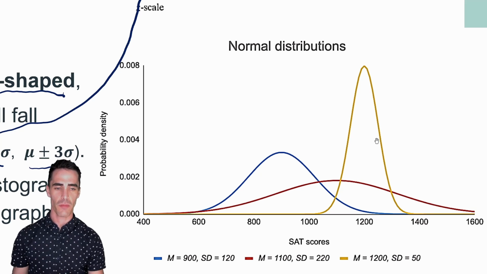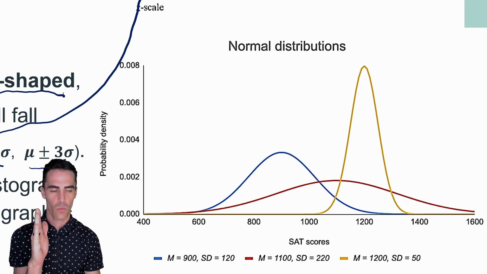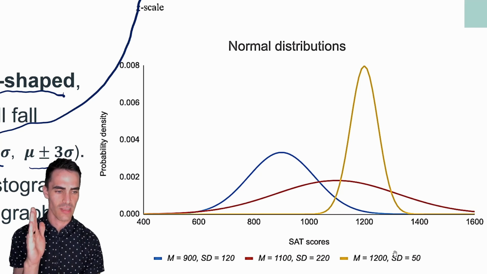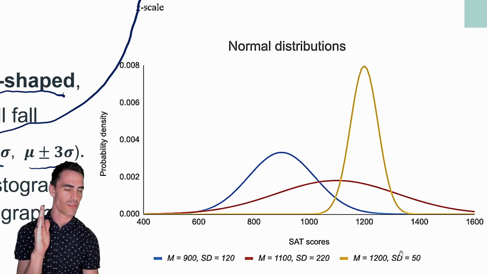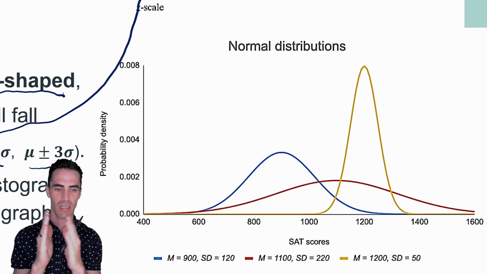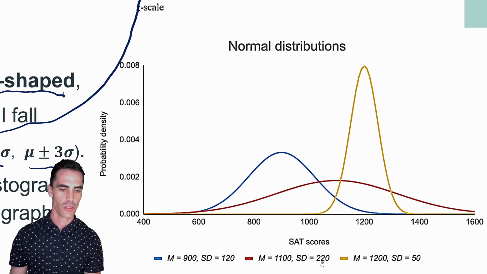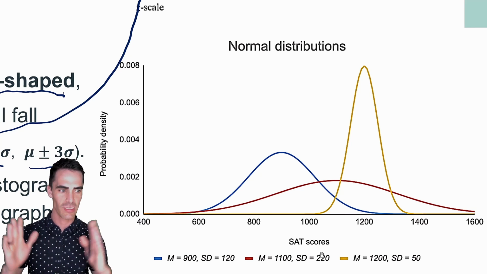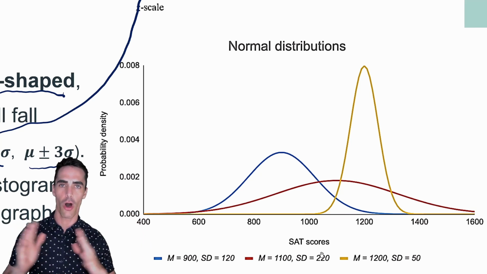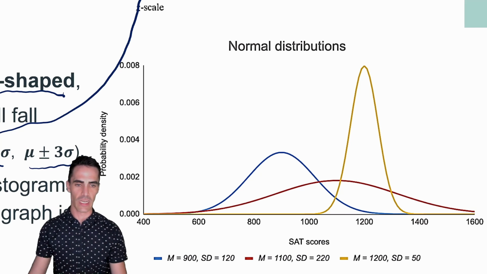Holy moly. That means that all of my data is squished closer together. Why would it be squished closer together? Well, look at my standard deviation. For the yellow, the standard deviation is 50. That's quite a bit smaller. And so my data is closer together. Certainly you can imagine the red. Look at that huge standard deviation, 220. I mean, this data is just flattened out. It's all over the place. It's hard to pinpoint exactly where the data would lie.